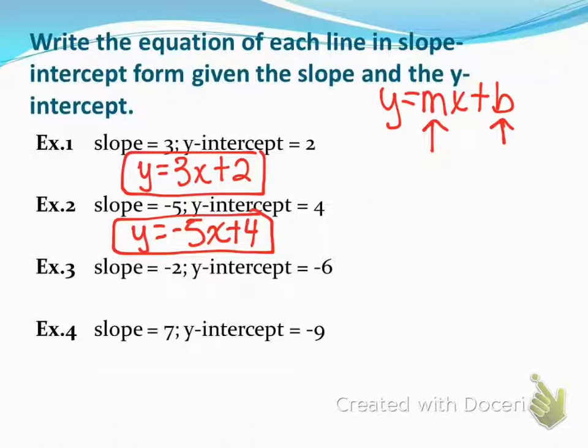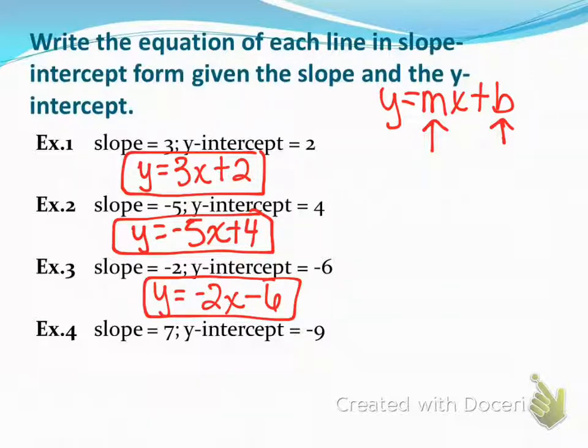Number 3. Jaquan? Instead of writing plus -6, what could I write? -6. Good. If you write plus -6, that's not wrong. It's okay to do that. I just prefer to write it as simple as I can. Y equals -2x minus 6. If you don't put the y equals, it is incorrect. So make sure you have the whole equation on there.